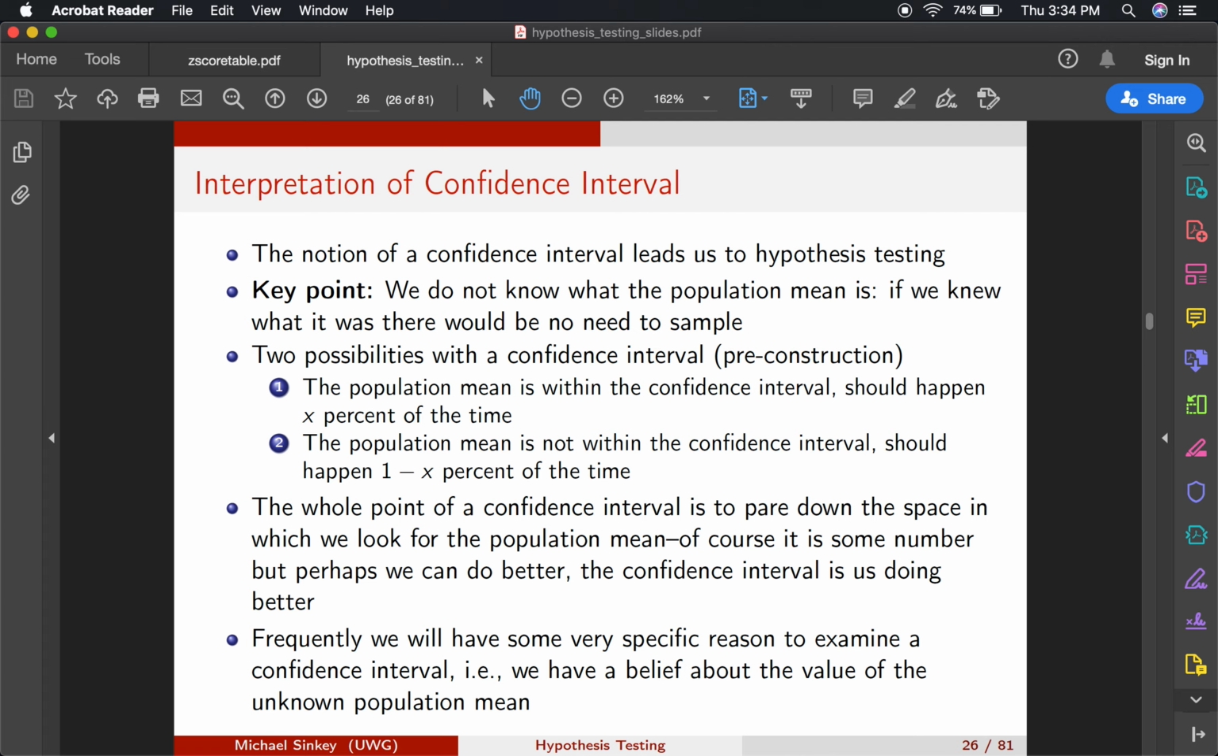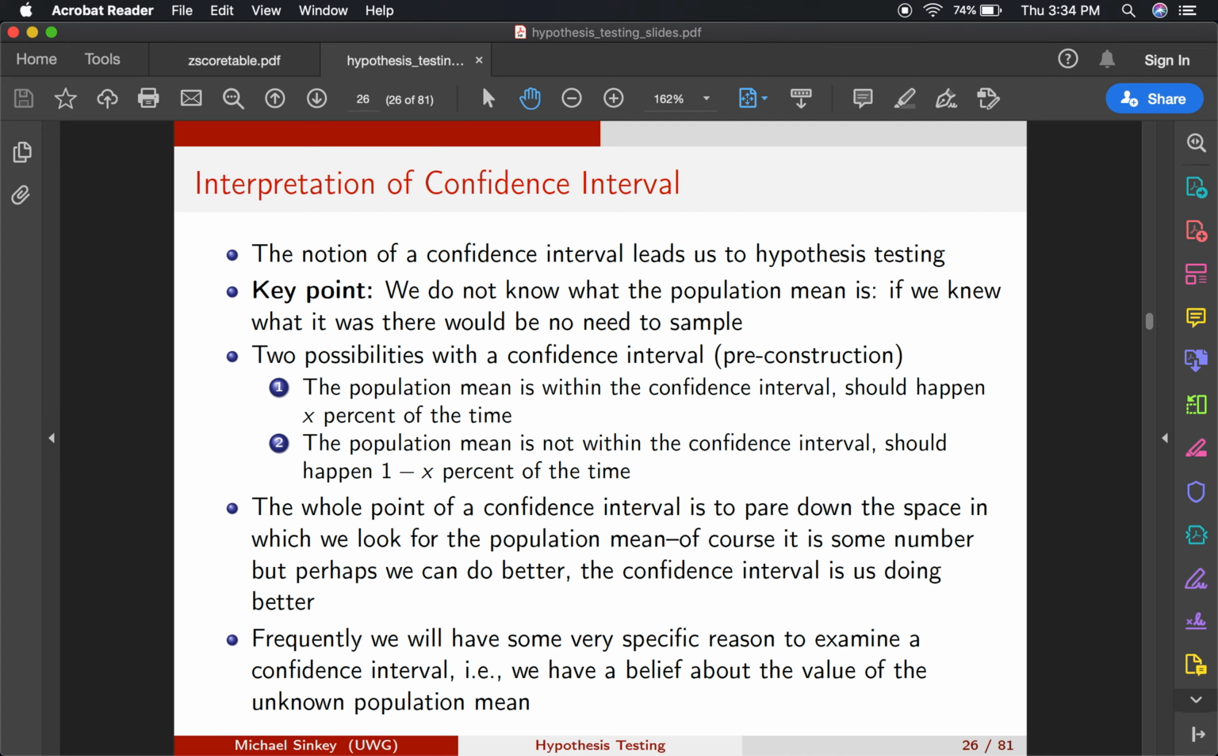Interpreting the confidence interval, the key point. I don't know what the population mean is. If I knew what it was, I would not need to sample. There are two possibilities. X% of the time, the population mean is within the confidence interval before I make the confidence interval. So once you make it, it's either in there or it's not in there. It's not like 10 is between 9 and 11 95% of the time. That's not how numbers work. But the point is that if I employ a process that generates intervals like 9 to 11, that process will find the population mean X% of the time. The 1 minus X% of the time, the population mean is not within the interval.